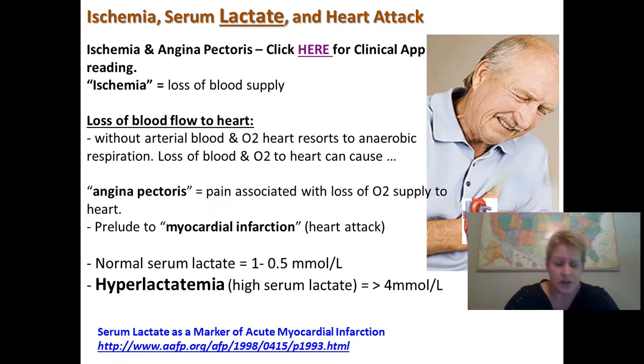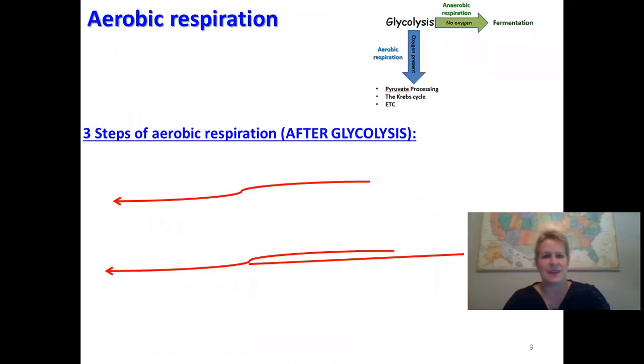Now, I'm not going to pull it up for you, but if you want to look at a nursing journal article, I've got a reference here where you can talk about how you can use serum lactate as a marker, an indicator of an acute heart attack. Okay, so this whole glycolysis and how our cells metabolize glucose and whether it goes through the anaerobic pathway or the aerobic pathway is incredibly relevant to nursing and human health. Okay, let's move on. Okay, aerobic respiration.